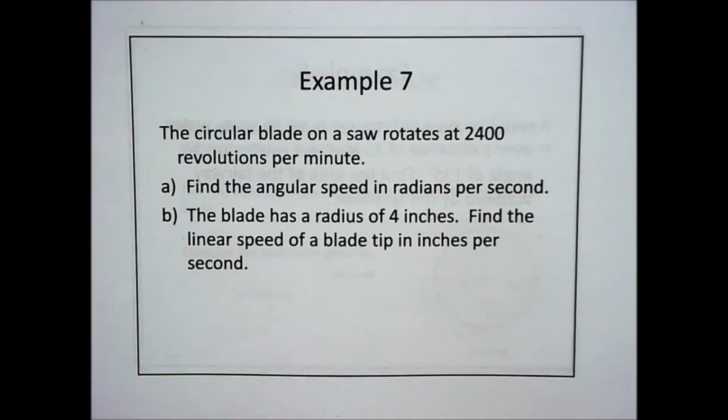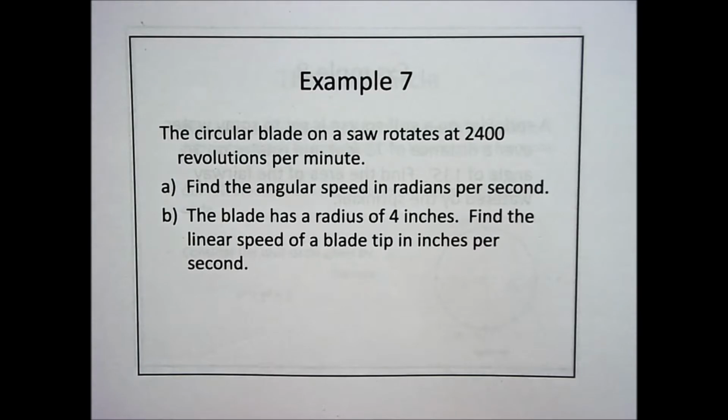Another example of this kind of problem that shows up often: a circular blade on a saw rotates at 2,400 revolutions per minute. Find the angular speed in radians per second, and then, the blade having a radius of 4 inches, find the linear speed of the blade tip.